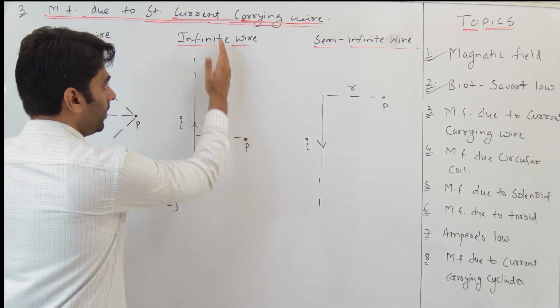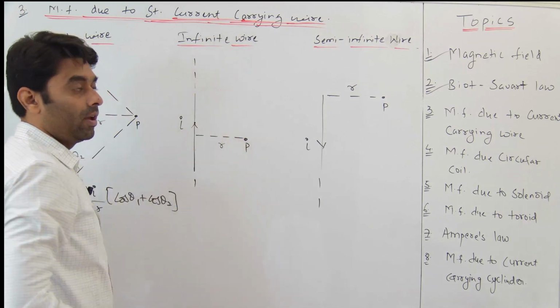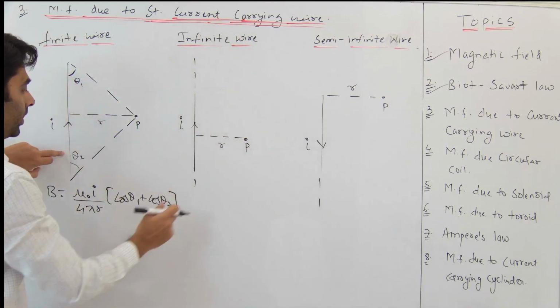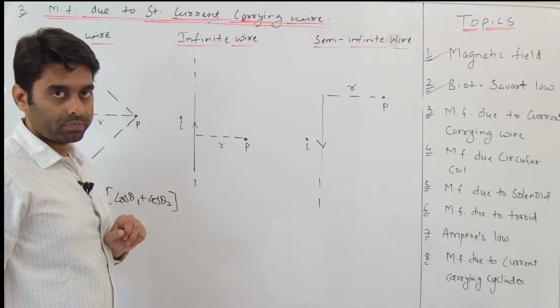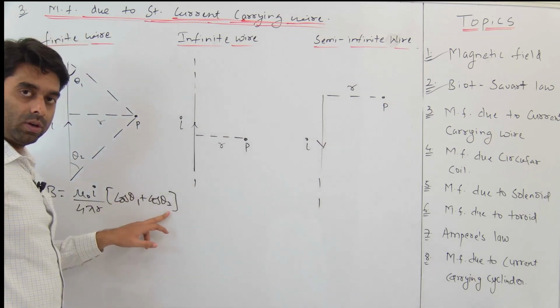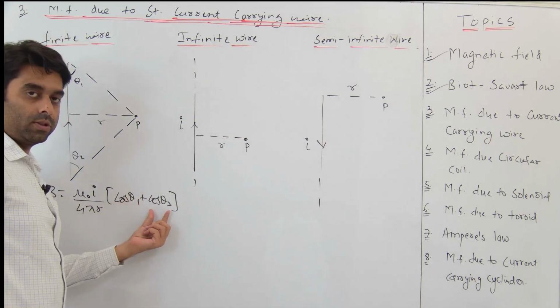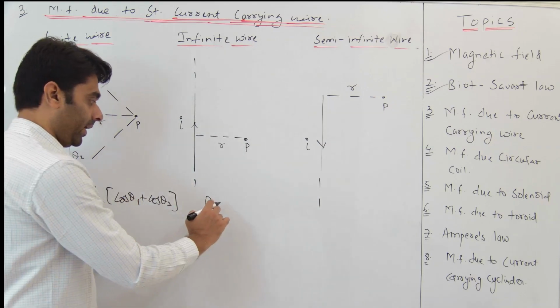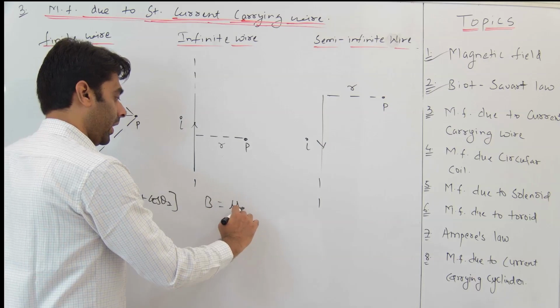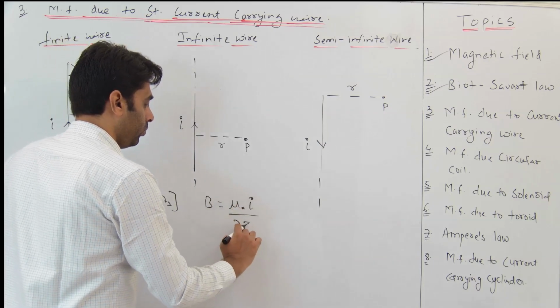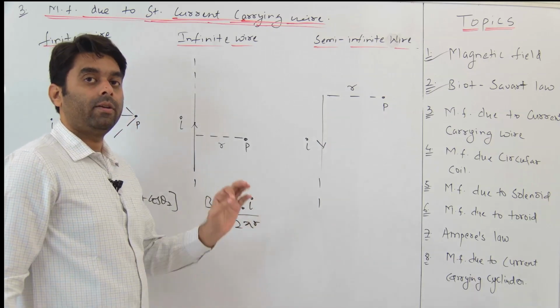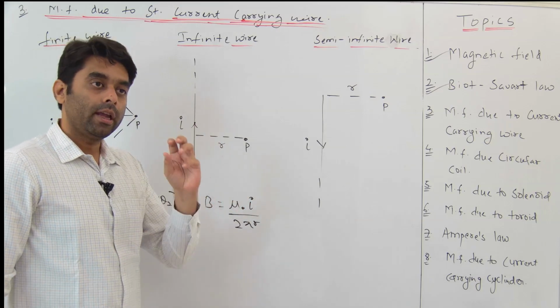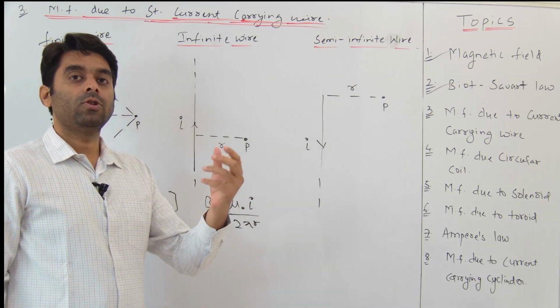When we try to join the point with the edges, basically theta1 and theta2 over here will come out to be 0 degrees. Right? So theta1 and theta2 come out to be 0 degrees, cos 0 plus cos 0 will give 2 over here. So finally our result in this case for magnetic field is mu naught I by 2 pi r. This is the magnetic field due to infinite wire. In a question, it will be termed as long wire.